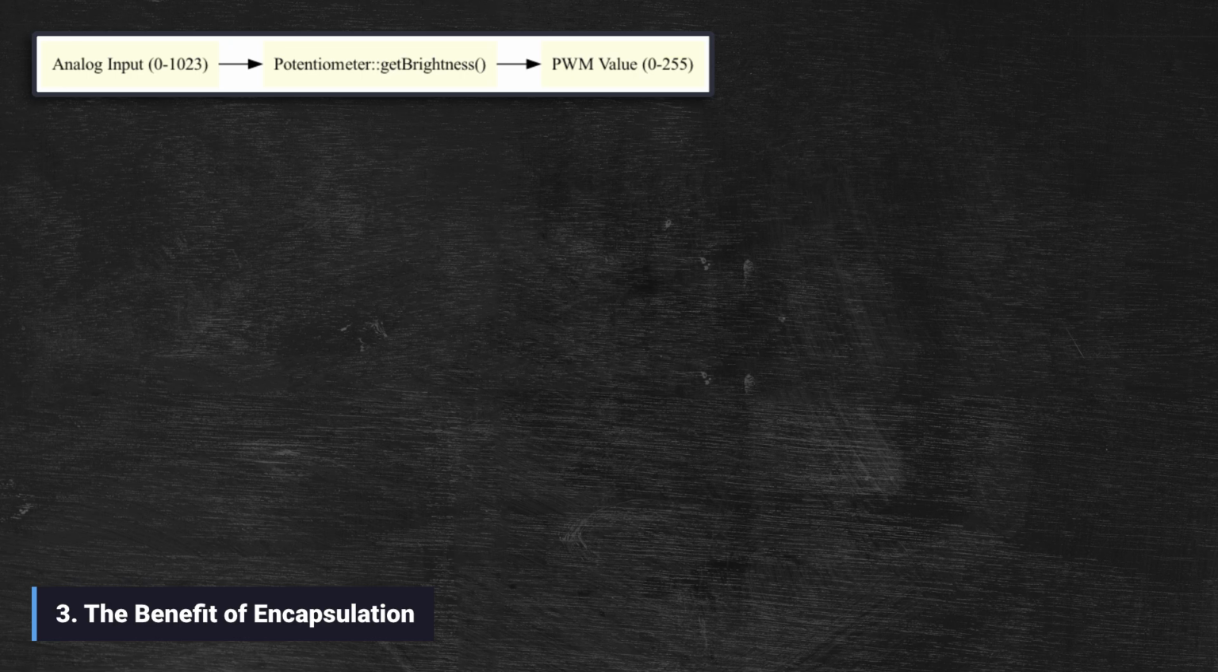Now, whenever you need to know how bright the lights should be, you simply ask the potentiometer object for the brightness. If you decide later to add a smoother filter, or change the mapping range, you only need to change it inside this class, and the rest of your system will continue to work perfectly.